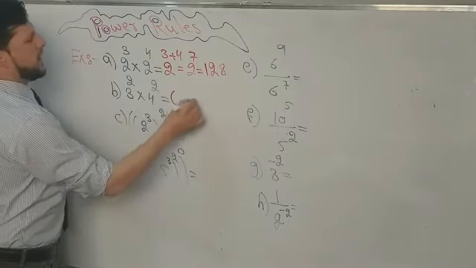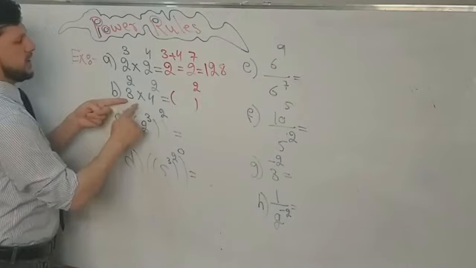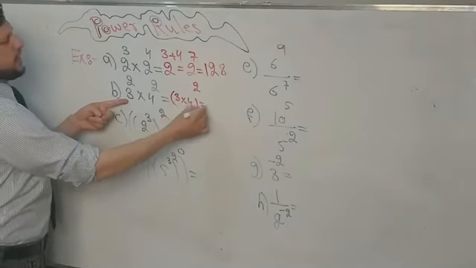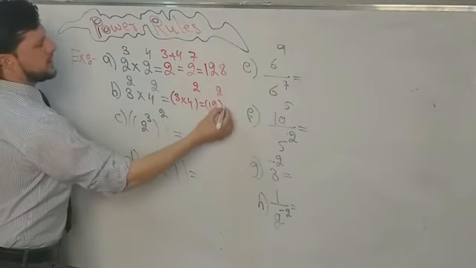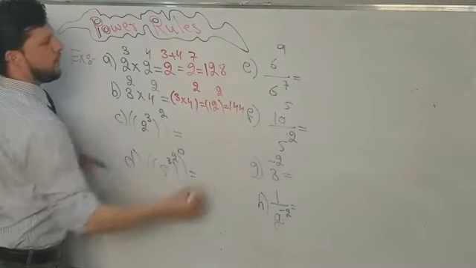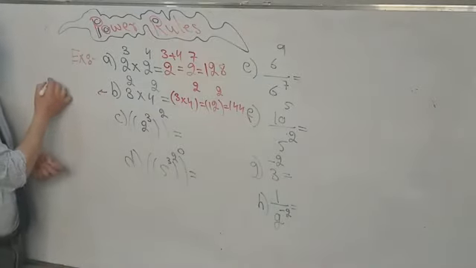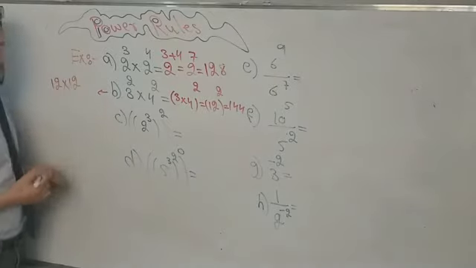Now 3 to the power of 2 multiplied by 4 to the power of 2. Here the exponents are equal. You write one exponent and then multiply 3 by 4. 3 multiplied by 4 is equal to 12, so 12 to the power of 2, and it's equal to 144. It means two 12s, 12 multiplied by 12.